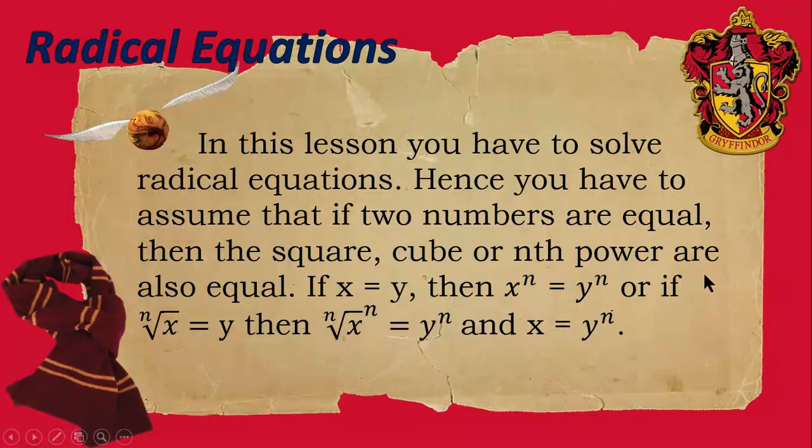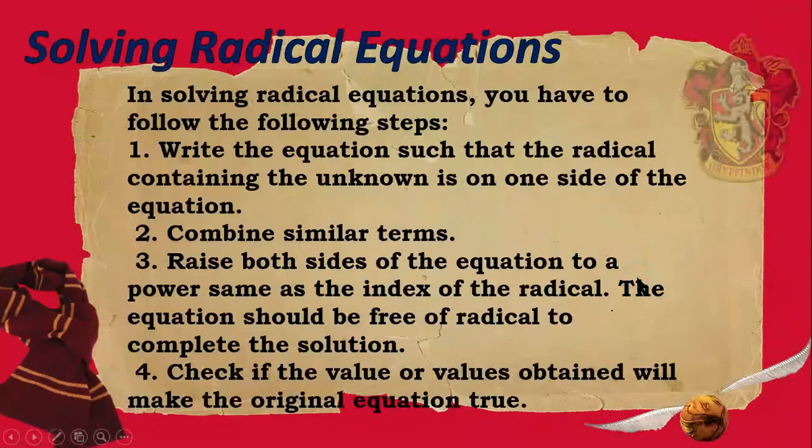In this lesson, you have to solve radical equations. Hence, you have to assume that if two numbers are equal, then their square, cube, or nth power are also equal. So, if x equals y, then x raised to n equals y raised to n. Or if the nth root of x equals y, then the nth root of x raised to n equals y raised to n, and x is equal to y raised to n.